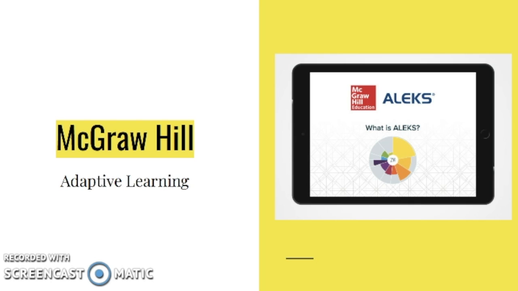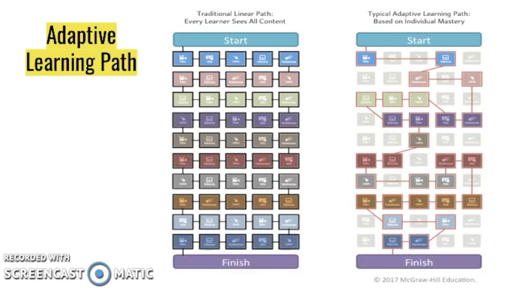And the reason that I chose to highlight McGraw-Hill is because of their new ALEKS program. ALEKS stands for Assessment and Learning in Knowledge Space, and it's a web-based, artificially intelligent assessment and learning system.